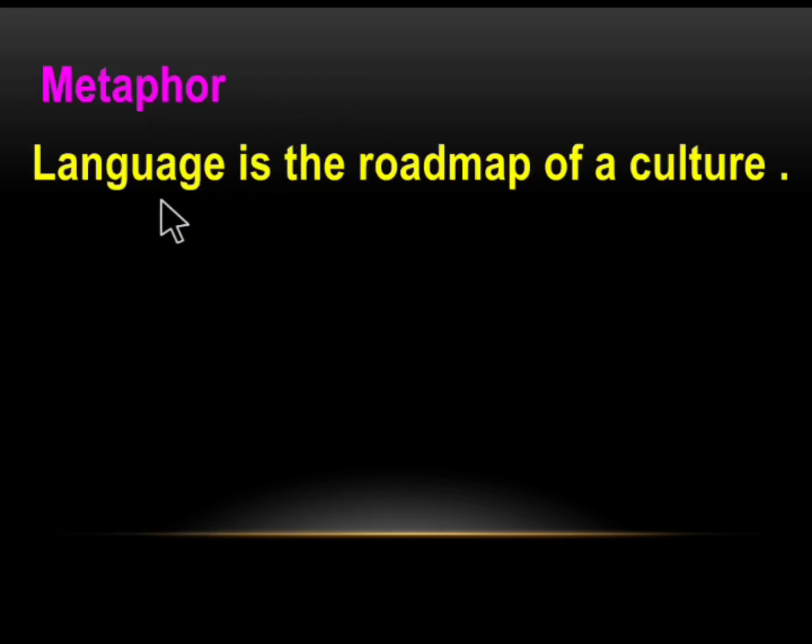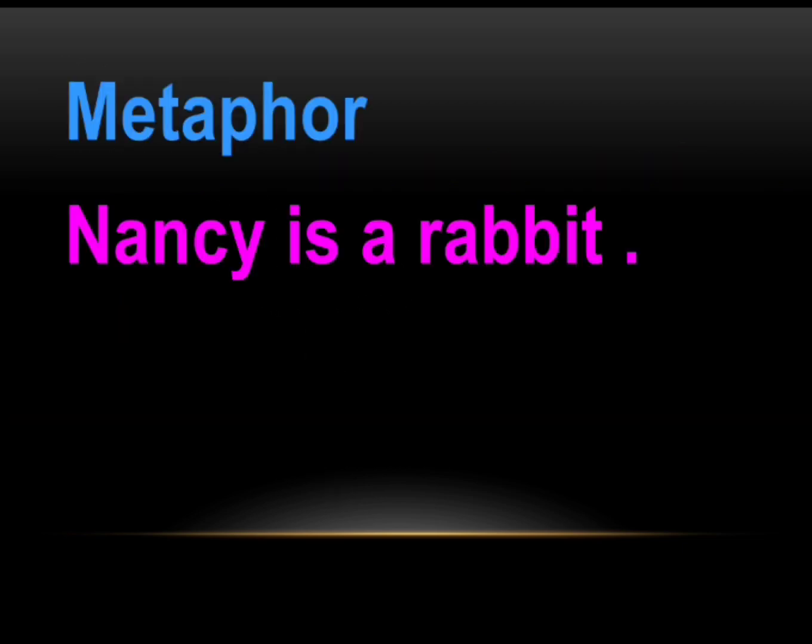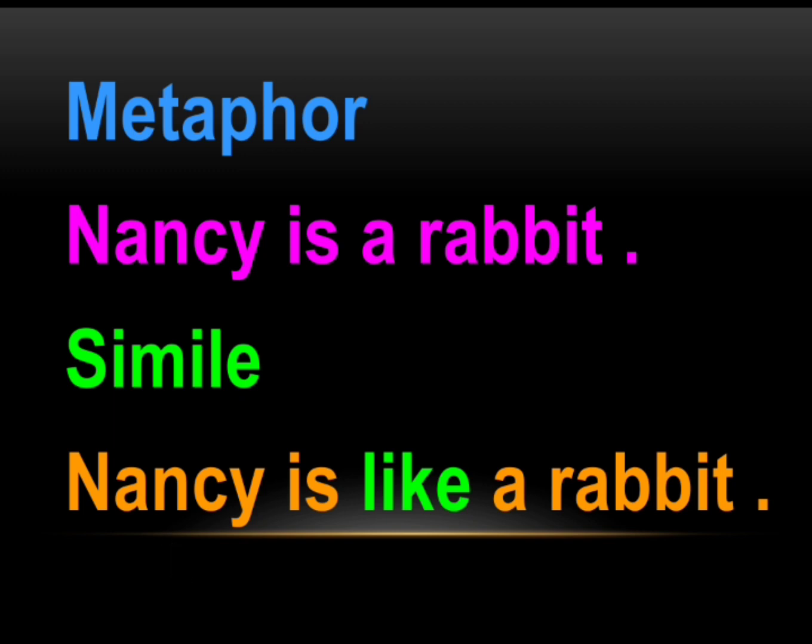Another example for metaphor, language is the roadmap of a culture. And simile, language is like a roadmap of a culture. So we have used like in the simile, and in the metaphor that is missing. Next example for metaphor, Nancy is a rabbit. Maybe she runs like a rabbit or she's very active like a rabbit. In simile, Nancy is like a rabbit.